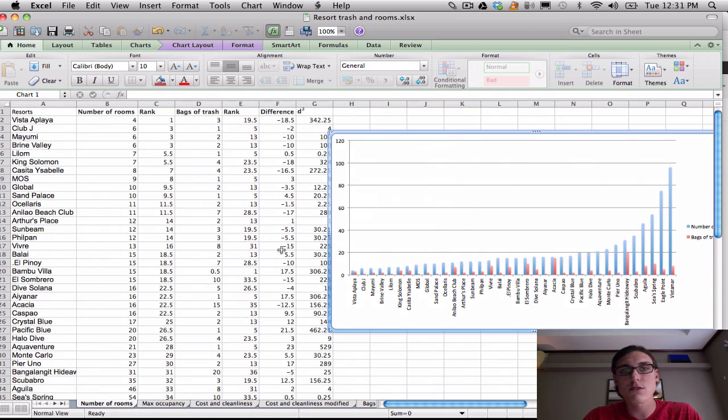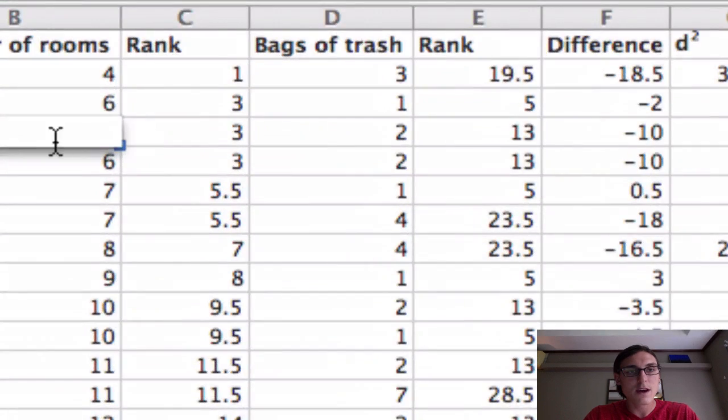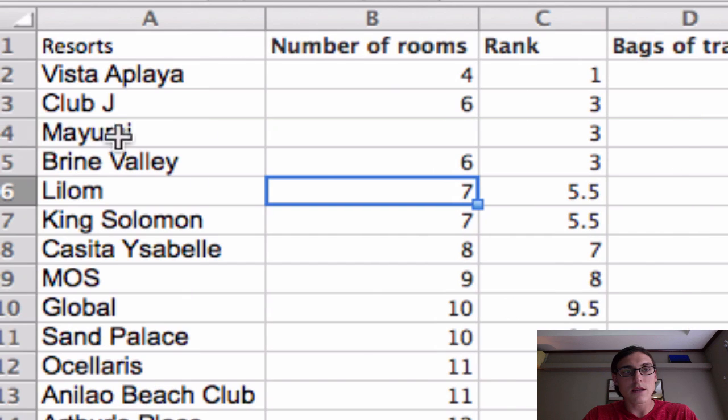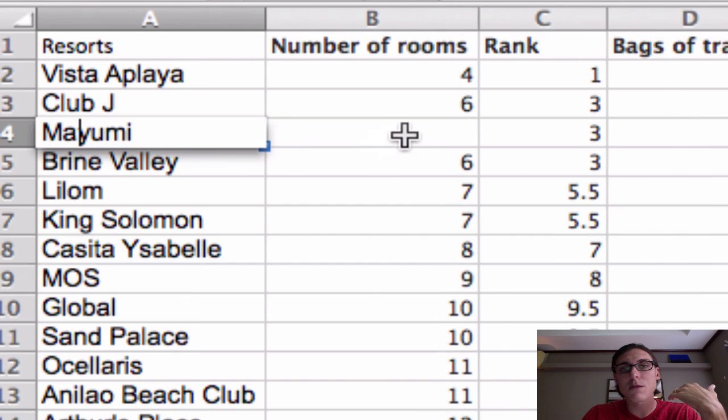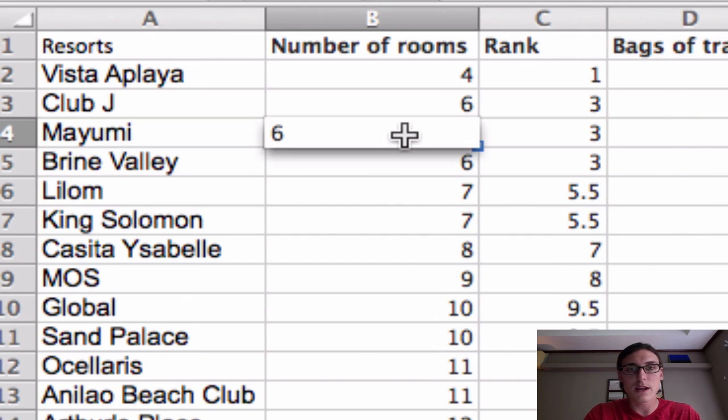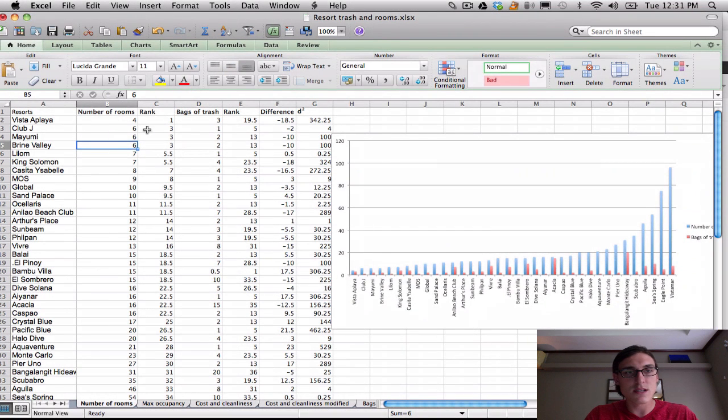I ran a Spearman's rank here. So I'm looking at correlation between these two variables, the number of rooms at the resort and the bags of trash. Okay, I took out all of the resorts that maybe didn't have a number and just deleted them completely from my analysis. But as you can see, it looks nice and neat here. Okay, all of the resorts have a number, so I just used what was given in the data.